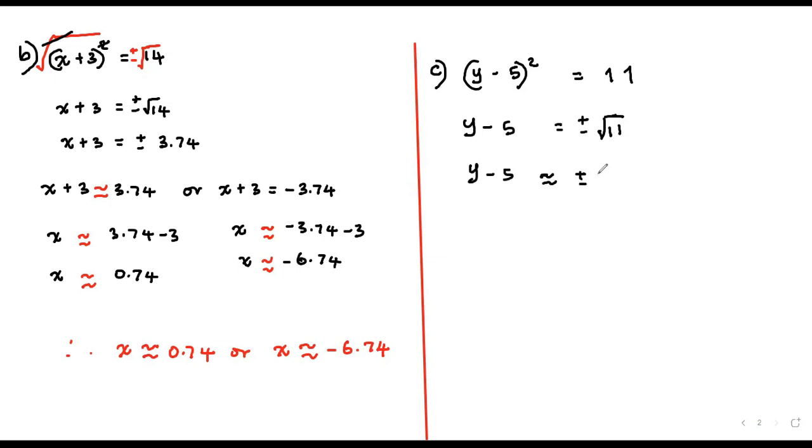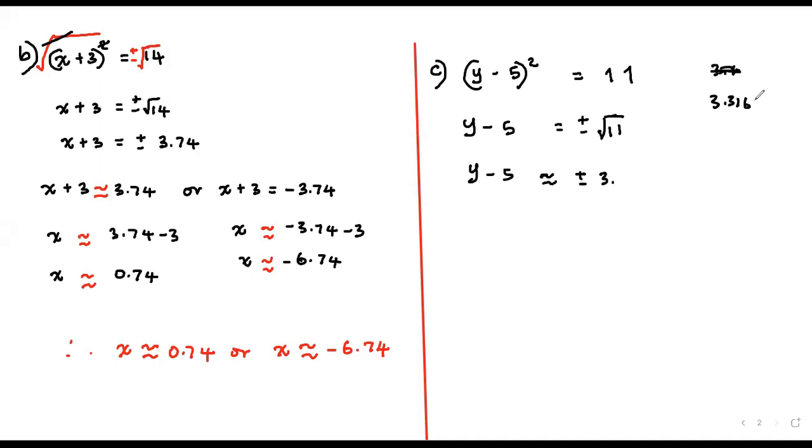3 point 316. Tell me three numbers. 3.1. No. 3.316. 3.316. Tell me another number here.